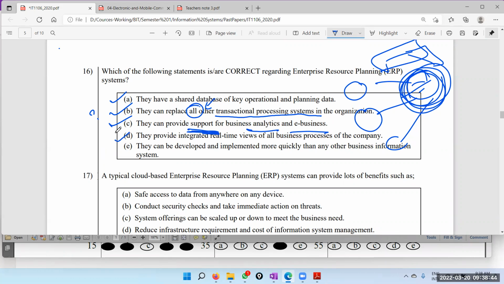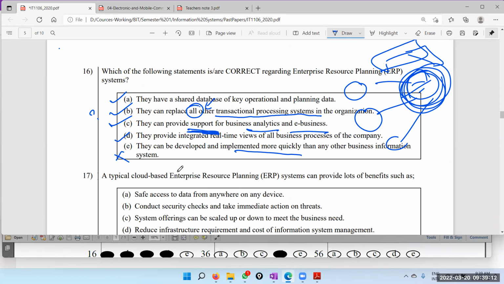I would say yes. They can be developed and implemented more quickly than any other business information system. So that is wrong, right? This is a big system, so we can't develop it quickly. Usually we have to buy it from third-party vendors like SAP, Salesforce, IFS, etc. So I will say no. How can we implement big systems quickly? I will go for A, B, C, D. Yes, A, B, C, D.